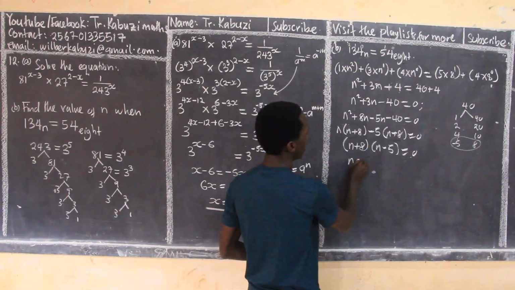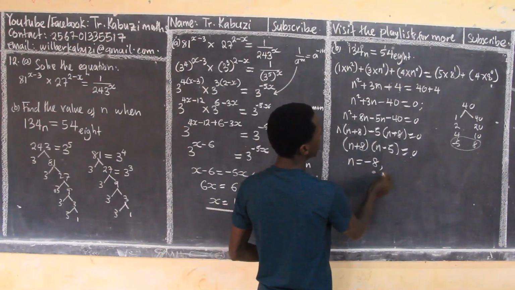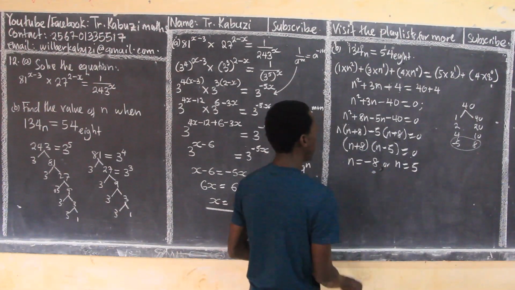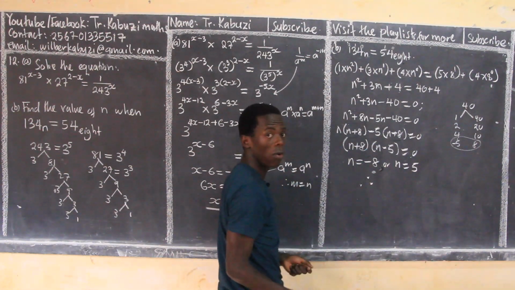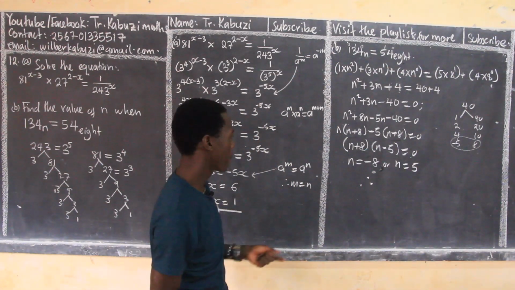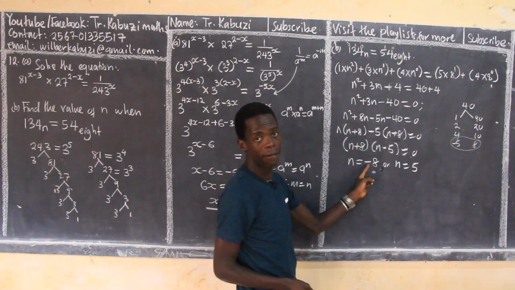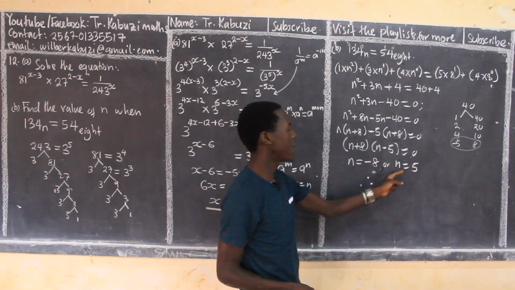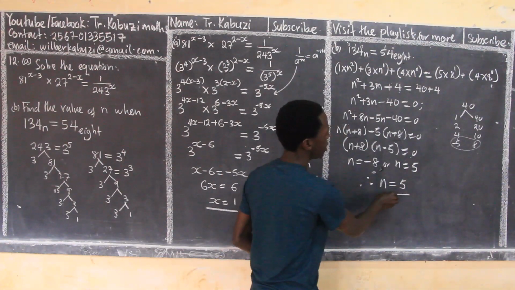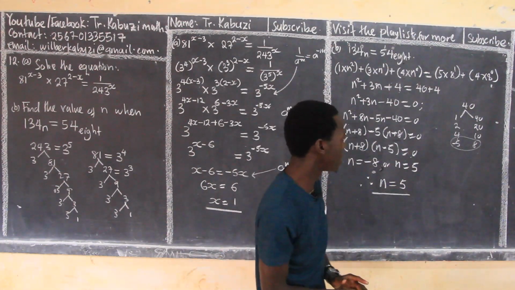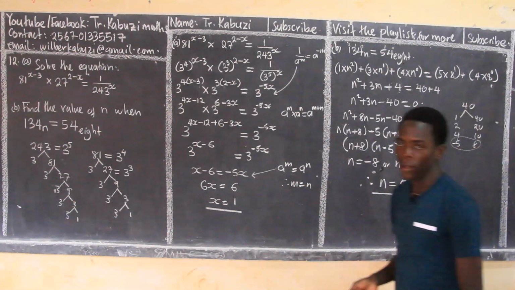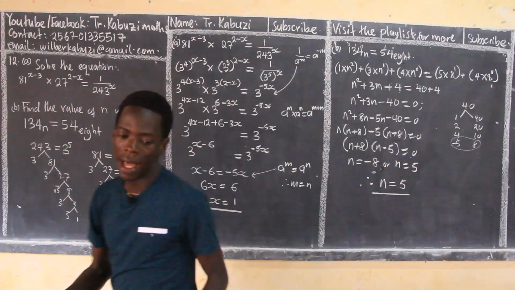So therefore our n is negative 8 or our n is 5. But you had to conclude. If you don't conclude, you lose a mark there. We can never have a negative base. So therefore our n was supposed to be 5. And that's what we expected you to present. So that's how we handle number 12. See you in number 13.